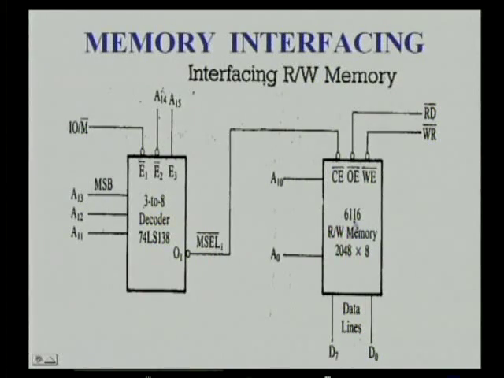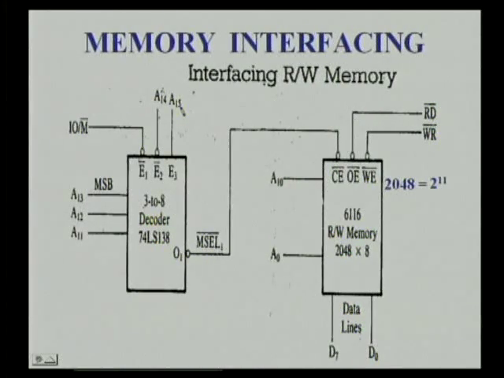Next, the same thing can be done without using a NAND gate. Here we are using a 3 to 8 decoder, and O1, that is one output of the decoder, is used to enable the chip. Since it is a 2 kilobyte chip, 11 address lines are needed, that is A0 to A10, and the remaining address lines, A11 to A15, are used for enabling this decoder as well as for selecting the particular output line.